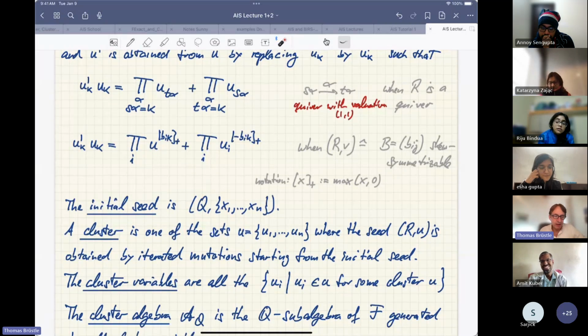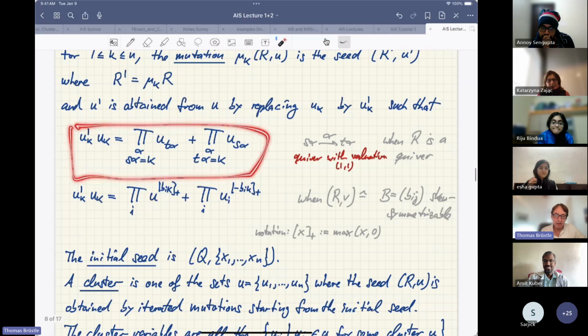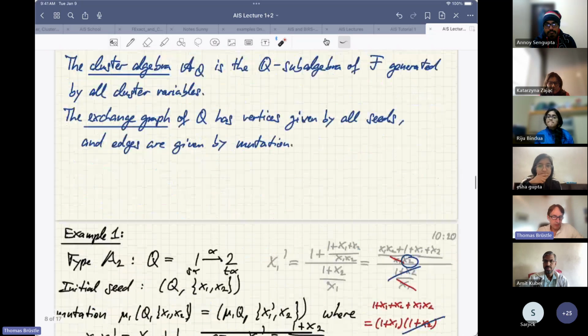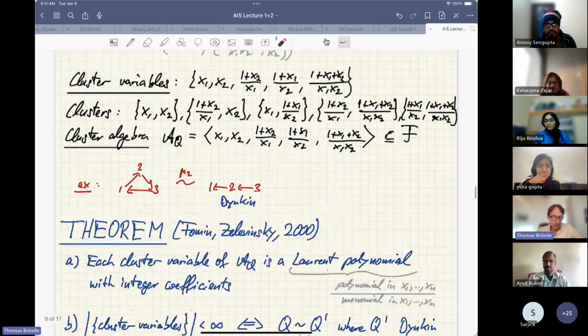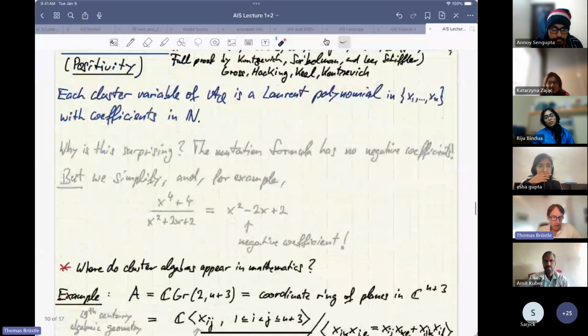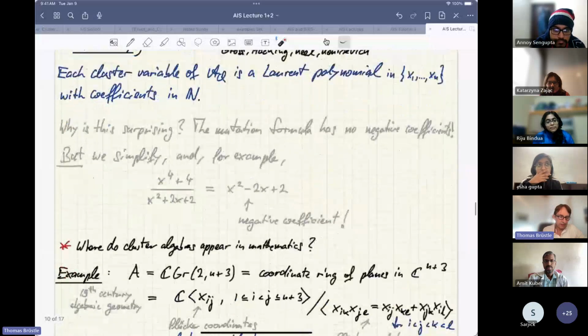I cannot really motivate at this moment this formula. Maybe we will later see with the combinatorics of cluster algebras, of cluster categories, that it corresponds to certain things in the category of representations. But at this moment, it's really not clear why that is a good formula. So we ask ourselves the question, do cluster algebras appear elsewhere? And they do appear elsewhere. So I would like to address this question.